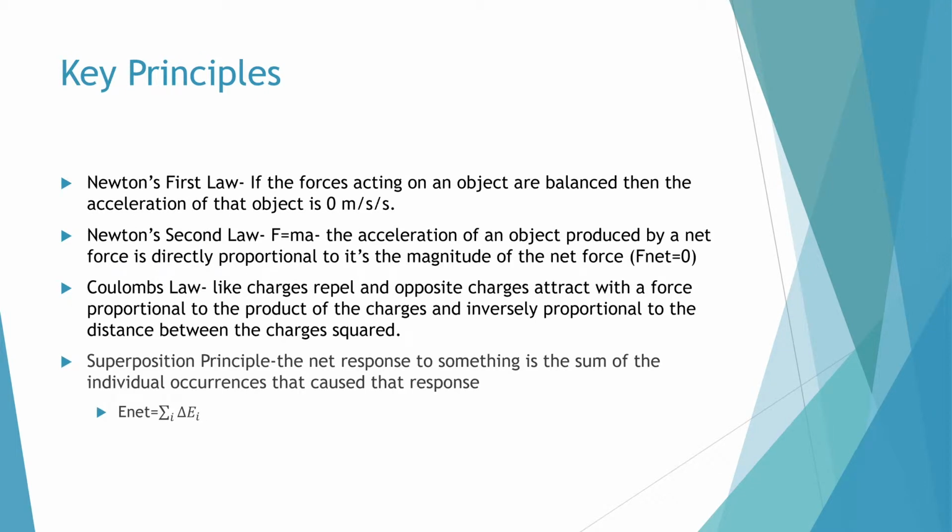So some key principles that I had were Newton's first law. If the forces acting on an object are balanced, then the acceleration is 0. Since the tape is suspended motionless, the forces acting on it, the gravitational and the electric forces, are going to be equal to each other in magnitude. For Newton's second law, the acceleration of an object produced by a net force is directly proportional to the magnitude of the net force. Since the acceleration is 0, the net force acting on the piece of tape is 0. So the electric force and the gravitational force acting on the top piece of tape are going to be equal in magnitude and opposite in direction.